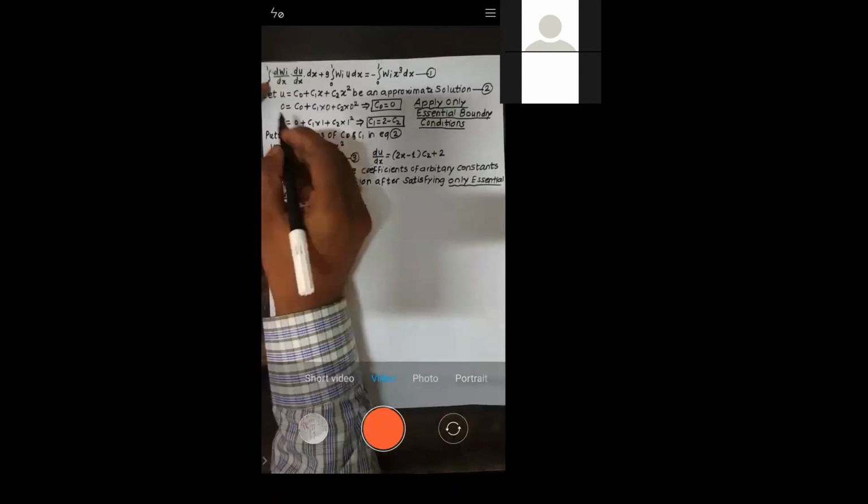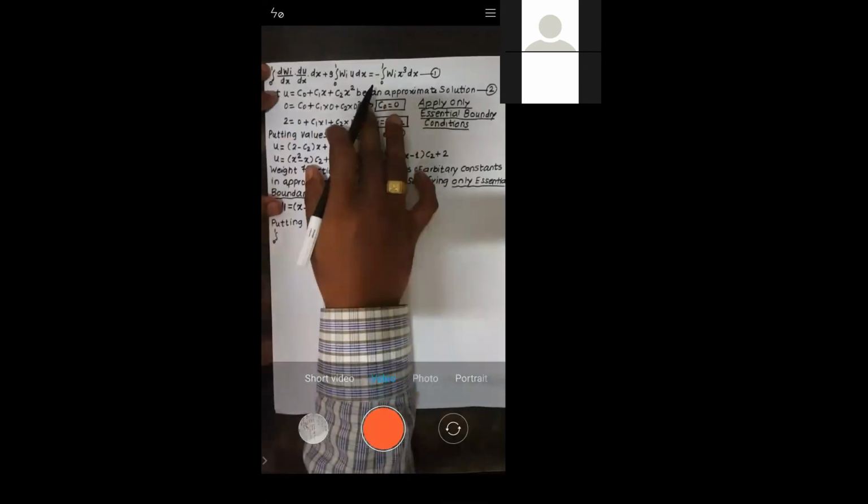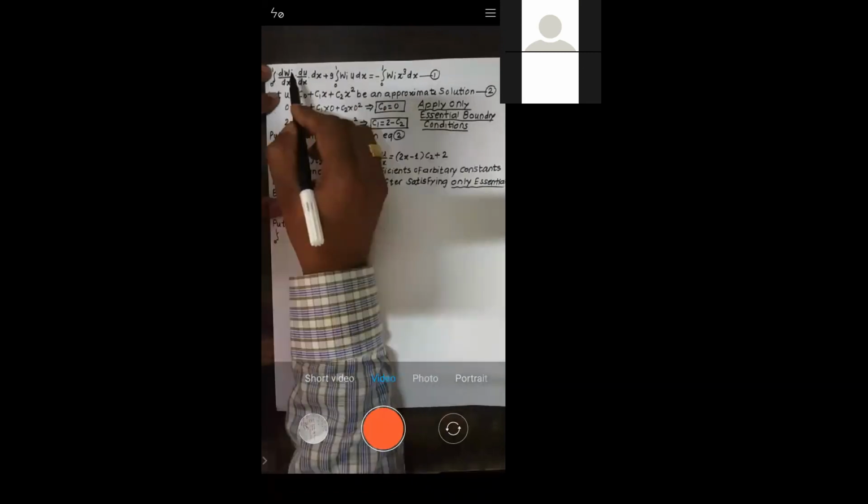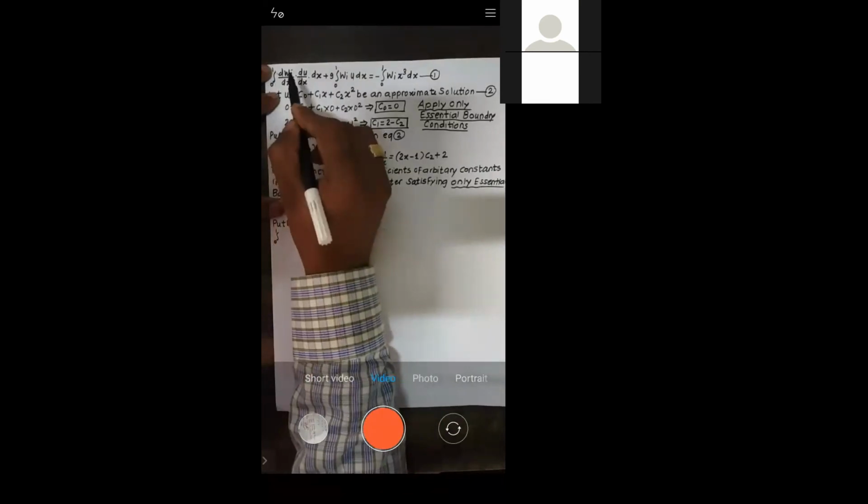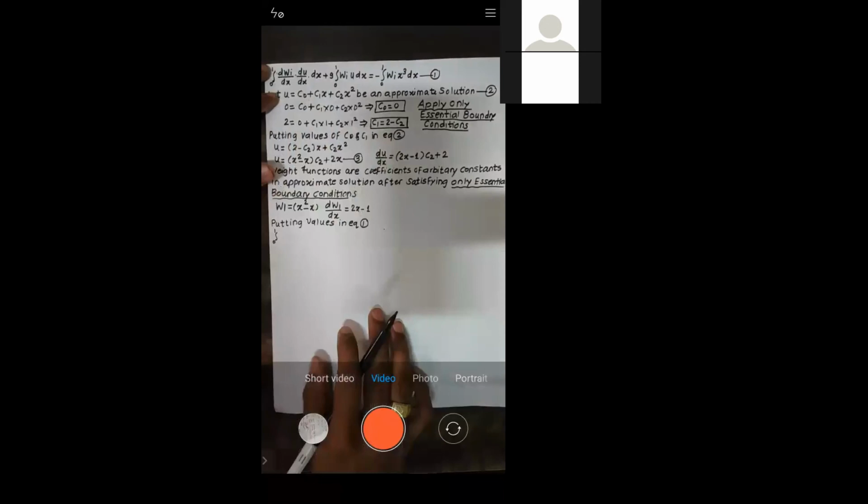dw1 by dx, right? See, why is it written as i? Because it will depend upon how many weight functions there are. If you have only one weight function, you write down w1. If you have two weight functions, then w1, w2, w3, it will depend upon the weight functions. So i depends upon the number of weight functions, right? So I will write down here the derivative of weight function. What is the derivative of weight function?